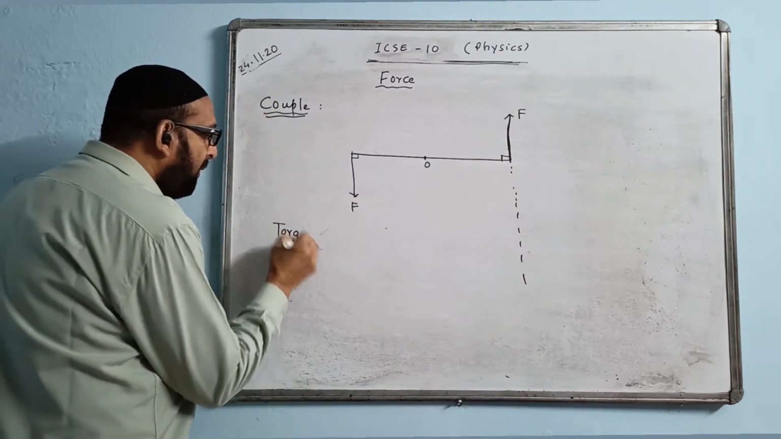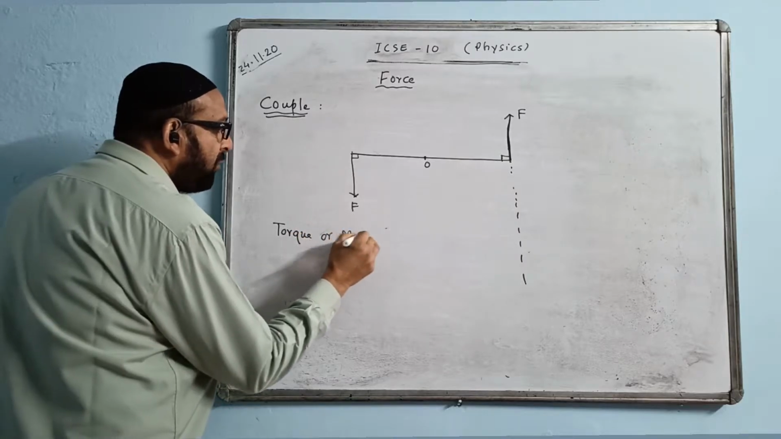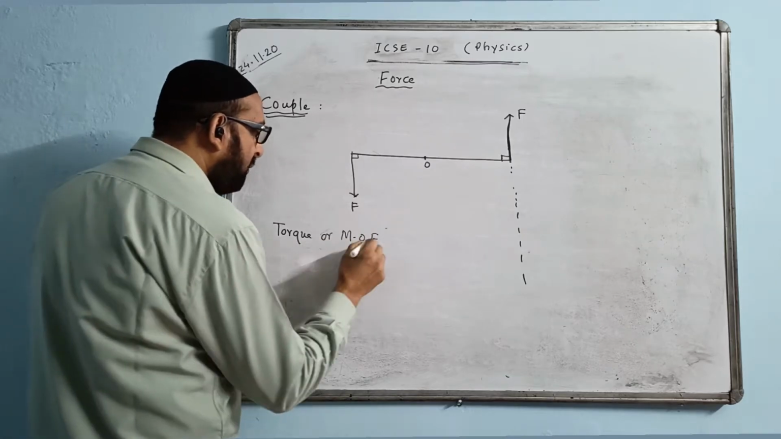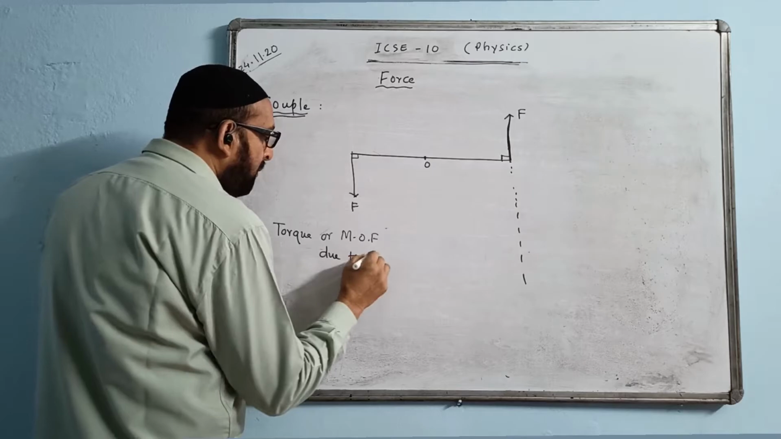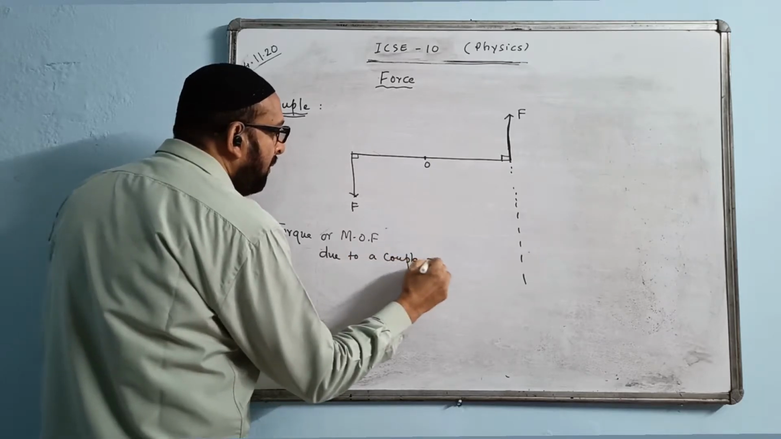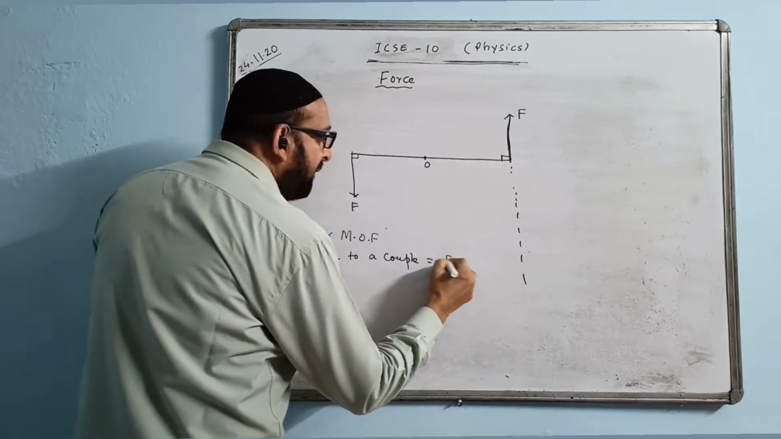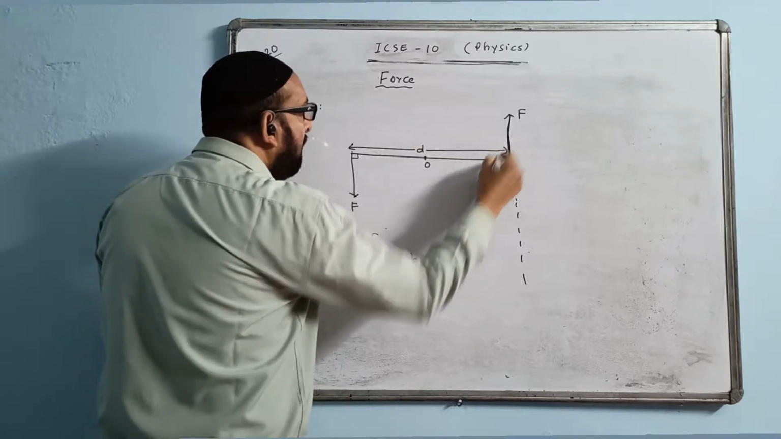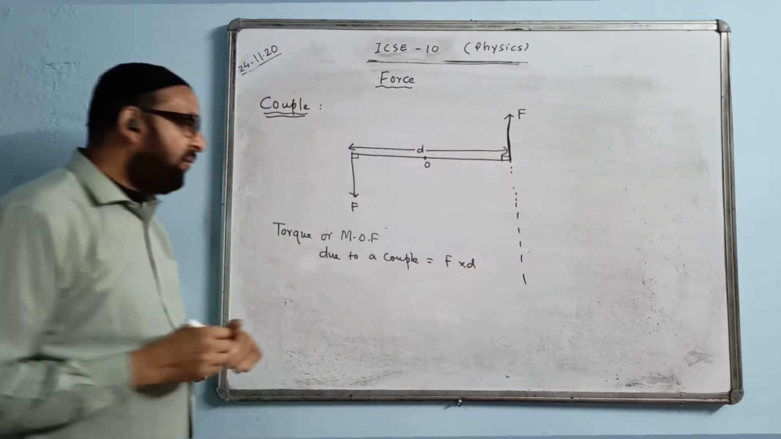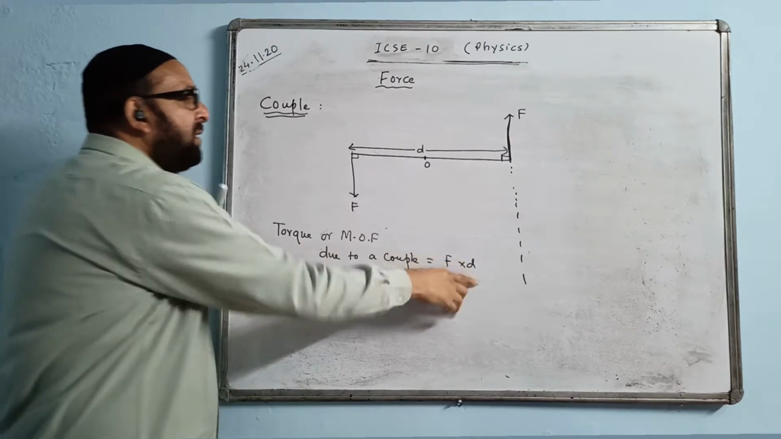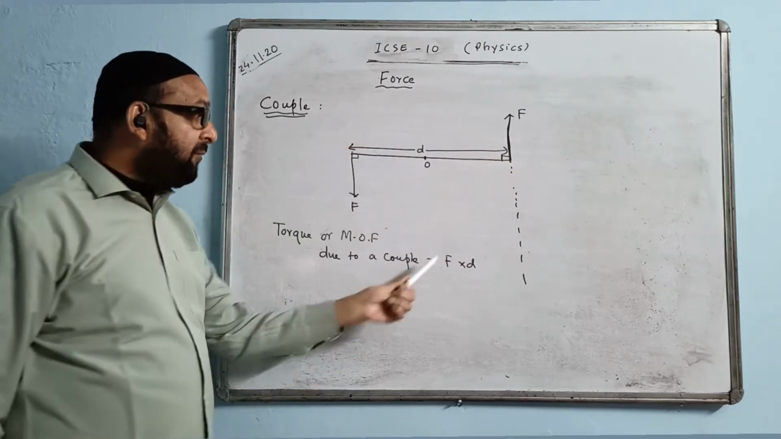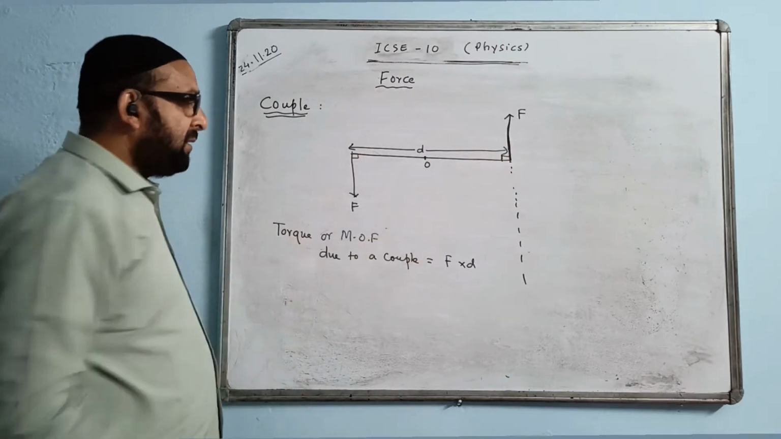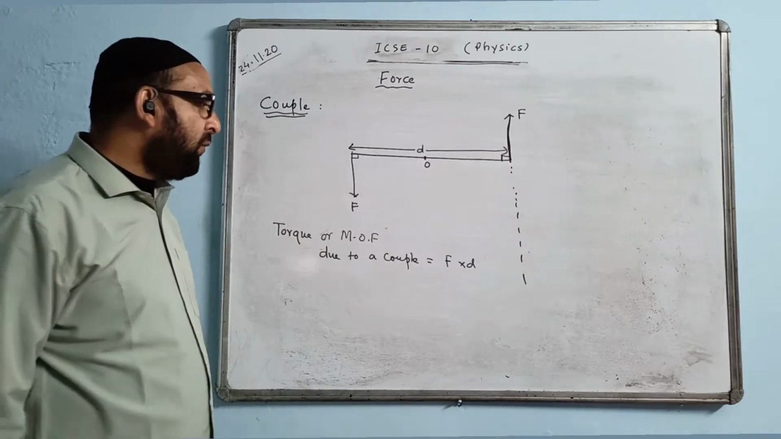Torque or moment of force, we write in short MOF. MOF is moment of force. It's the same thing. Torque or moment of force due to a couple is equal to F into D, where D is the total distance between the two forces. The formula does not change. We will take one of the forces, remember it, and multiply by the total distance between these two forces. That is the formula of torque or the moment of force of a couple.